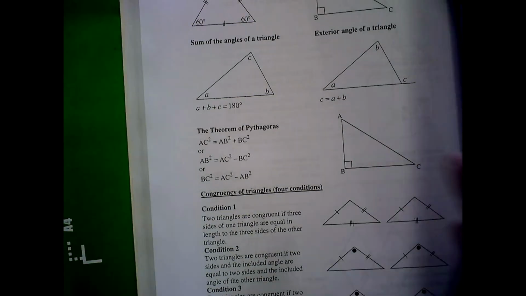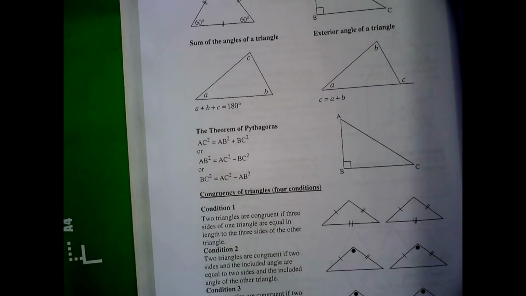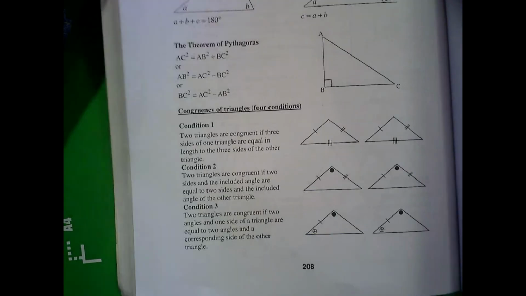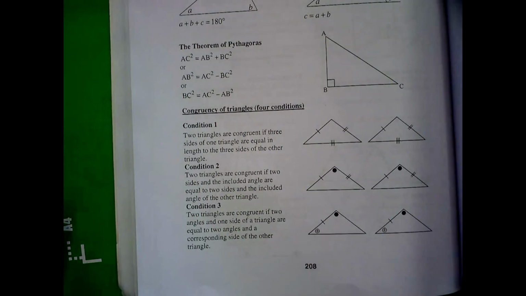Right, and if you're working on a side, it's the hypotenuse squared minus one of the sides squared. Congruency, you must remember congruency. When you are doing congruency, you must remember the four conditions.